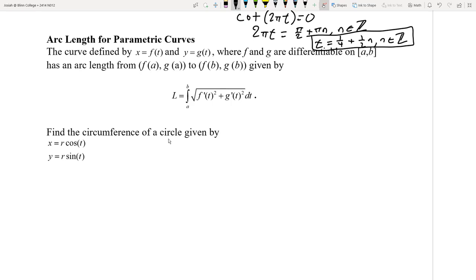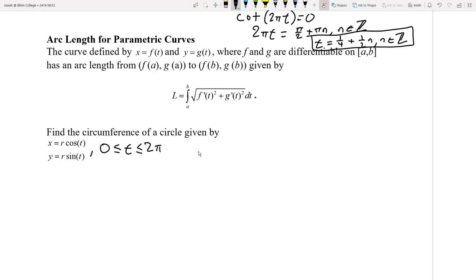It says to find the circumference of a circle given by x equals r cosine of t, y equals r sine of t. Right, so this is going to be our typical case for a circle. X, number times cosine of an angle, y, r times sine of an angle. And so we need to figure out then, where do we start and where do we stop? Well, if we're finding the circumference of a circle, we want to go around the circle once. And we know that going around the unit circle once is going from an angle of 0 to 2 pi.